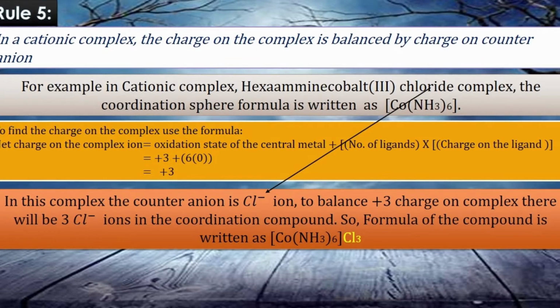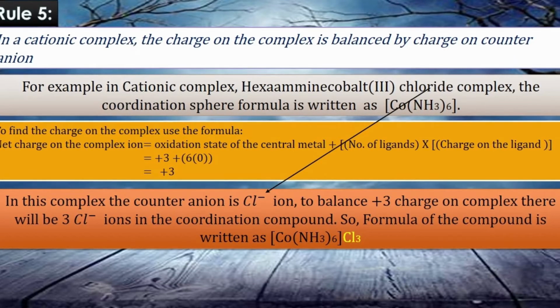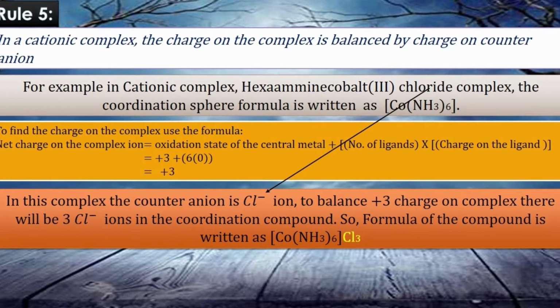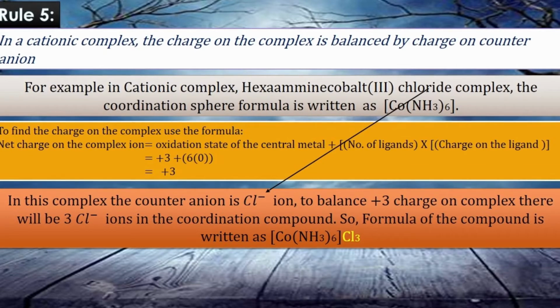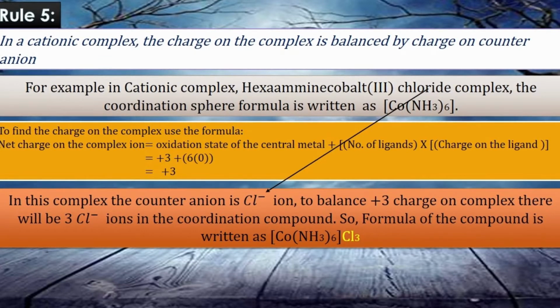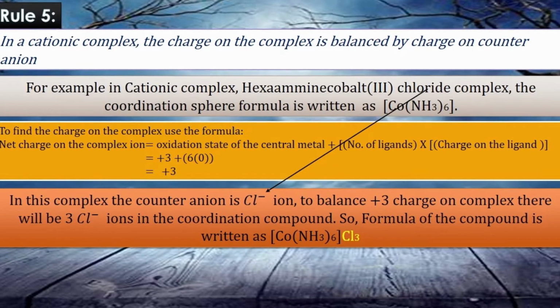In a cationic complex, the charge on the complex will be positive. So it will be balanced by the counter anions. For example, if you take the cationic complex hexaamine cobalt 3 chloride, the complex will consist of hexaamine cobalt 3 ion and the counter ion will be the chloride ions.